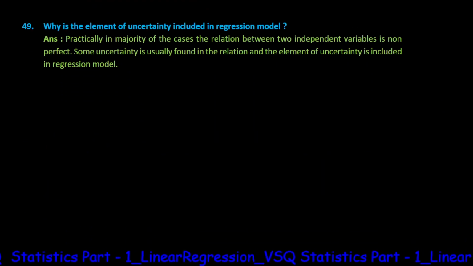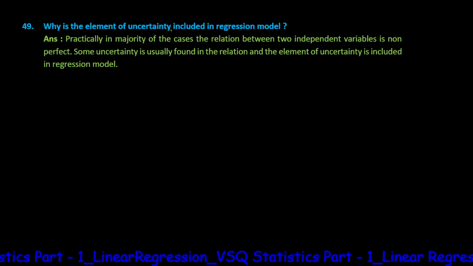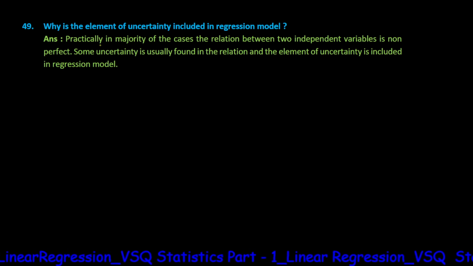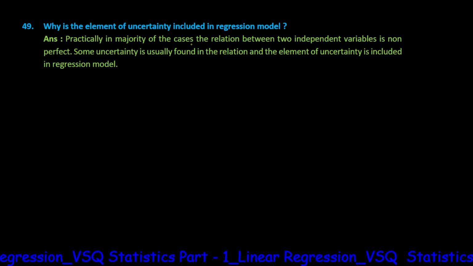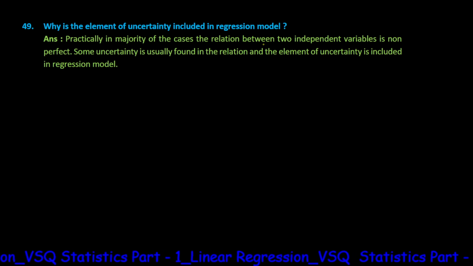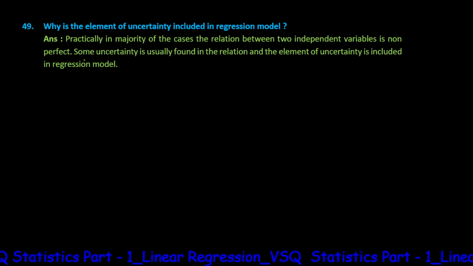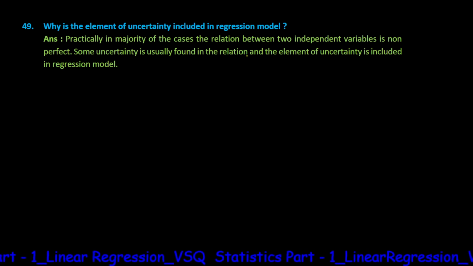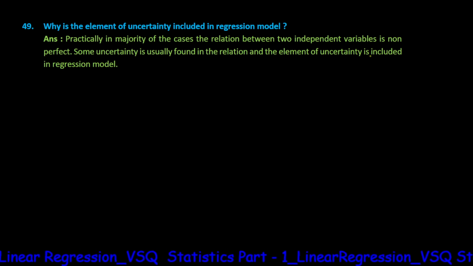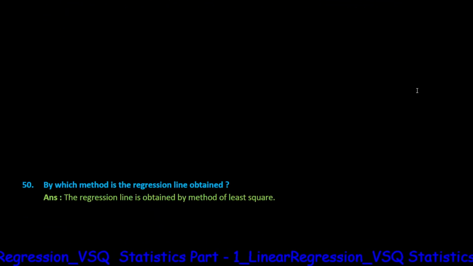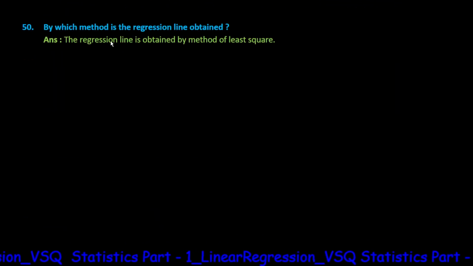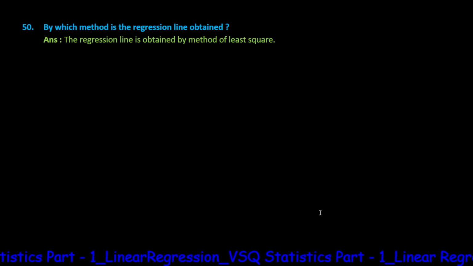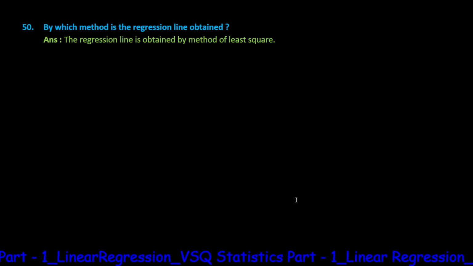Question 49: why is the element of uncertainty included in the regression model? Practically, in the majority of cases, the relation between two variables is not perfect. Some uncertainty is usually found in the relation, and the element of uncertainty is included in the regression model. And the last question: by which method is the regression line obtained? The regression line is obtained by the method of least squares.